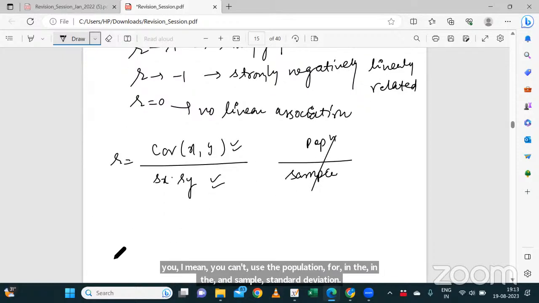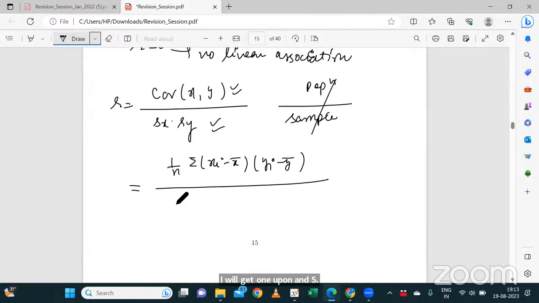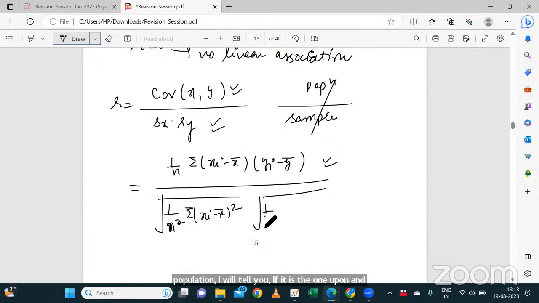Why? Suppose I'm going to use the population covariance, I will get 1 upon n summation of xi minus x bar, yi minus y bar, right? What about the standard deviation? You have to use the population standard deviation. It is the square root of 1 upon n summation of xi minus x bar square, times the square root of 1 upon n summation of yi minus y bar square. So if you see, 1 by n will get cancelled out, right?